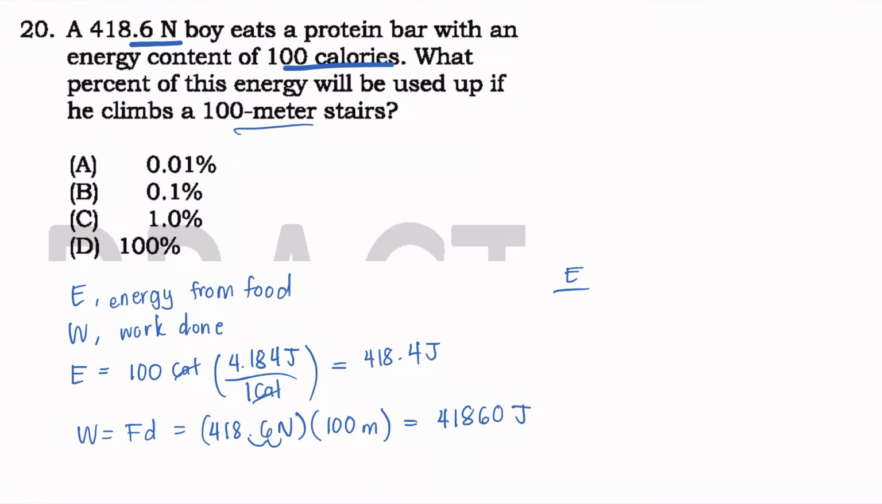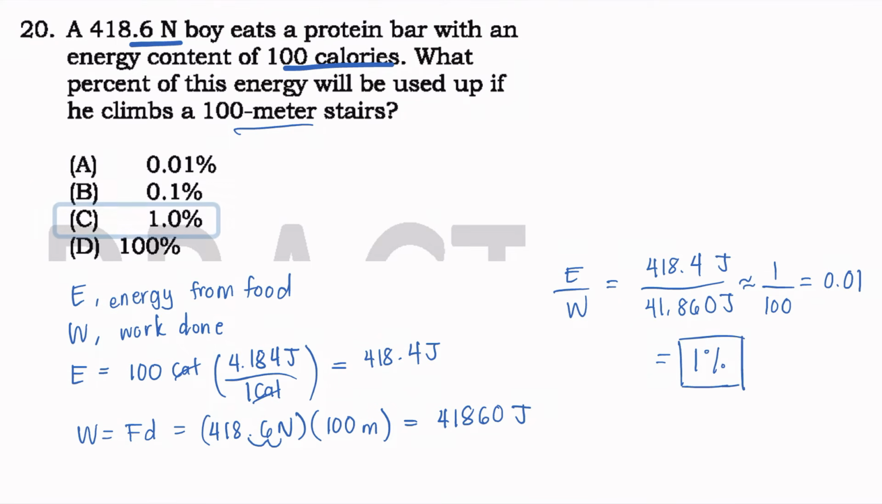So, kukunin lang natin yung percentage. E over W is equal to 418.4 joules over 41,860 joules. Almost equal yan sa 1 over 100, which is equal to 0.01, which is also equal to 1% kapag tinimes mo sa 100. Ang answer natin is letter C, 1%.